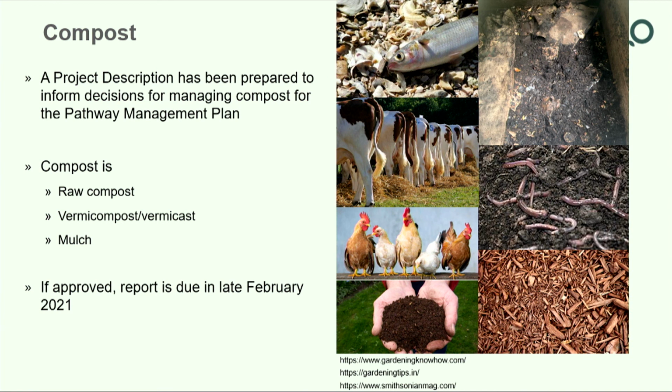So with the compost, a project description has been prepared, and compost actually is a variety of things, and for the proposed review, we're going to be dealing with raw compost. So raw compost includes fish and cow manure, chicken manure, and your organic matter from gardens or from parks. But it also includes vermicompost and vermicast, which is from worms, and mulch. So if it's approved, the report is due in late February 2021.